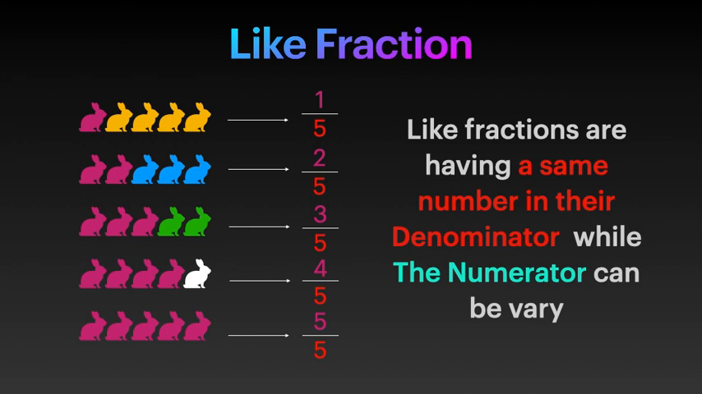Now let's consider all the fractions involved here: 1/5, 2/5, 3/5, 4/5 and 5/5. Look at that. Here all the denominators are the same. In other words, all denominators are 5. Such fractions we call like fractions.